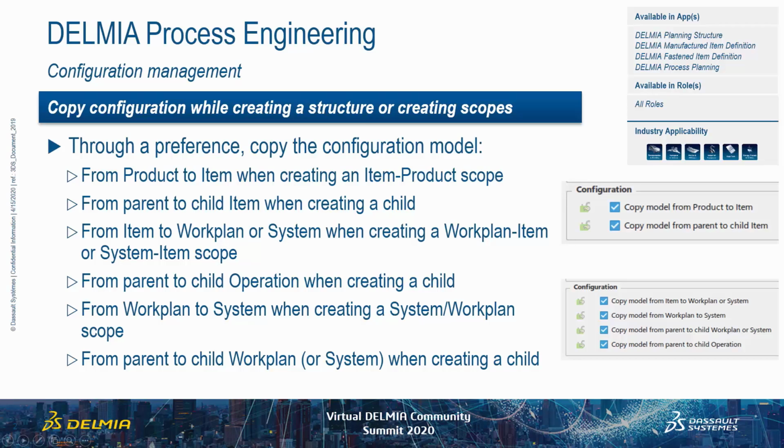So in fact, you now have the capabilities, through options, to choose to copy configuration model from product to manufacturing item, from manufacturing item to work plan or system and so on. This is to make all your life easier at the end, without applying again and again the same model configuration on each intermediate node or root node.